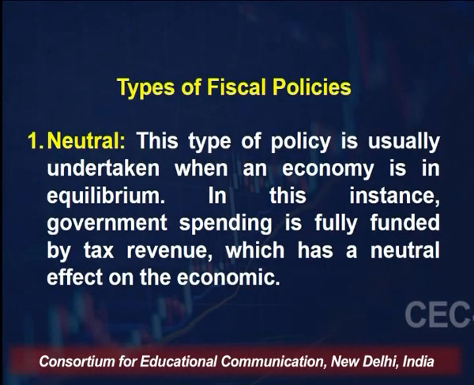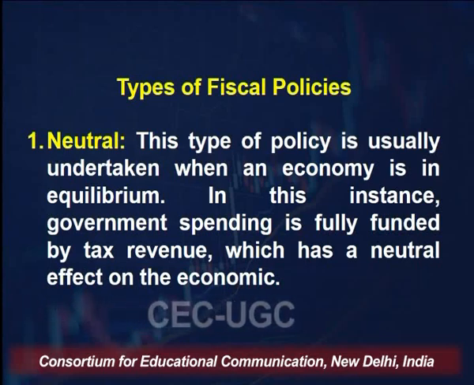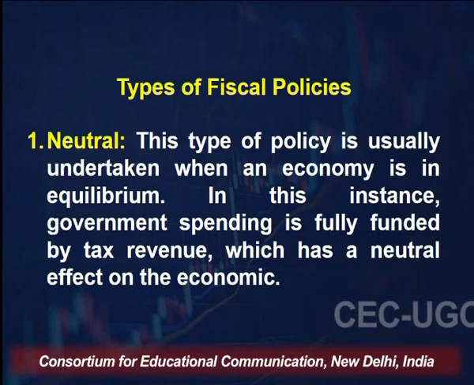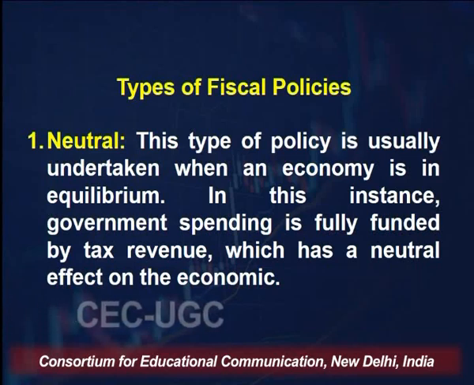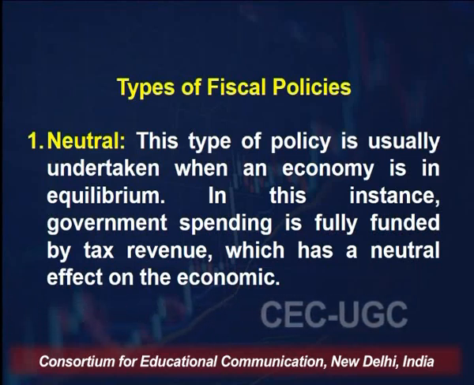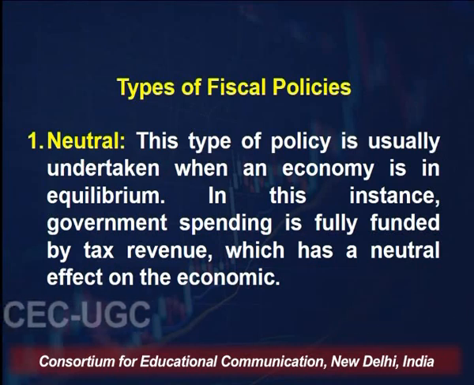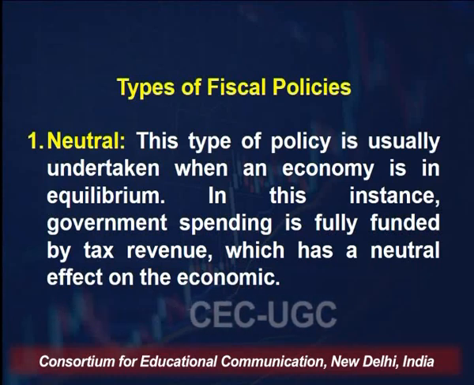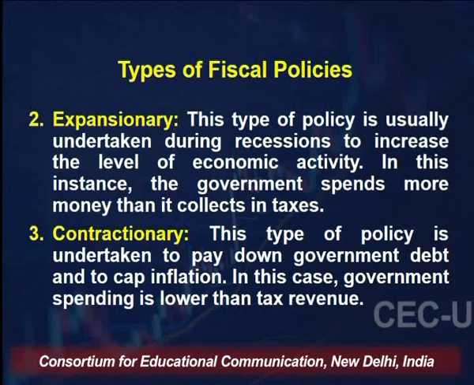Now if we talk about types of fiscal policy, there are mainly three types. One is neutral. This type of policy is usually undertaken when an economy is in equilibrium. In this instance, government spending is fully funded by tax revenue, which has a neutral effect on the economy. Neutral effect means that there is no surplus, no deficit, and total revenue is equal to total expenditure. So the government spends whatever is earned, and therefore it is known as the neutral impact of this fiscal policy.